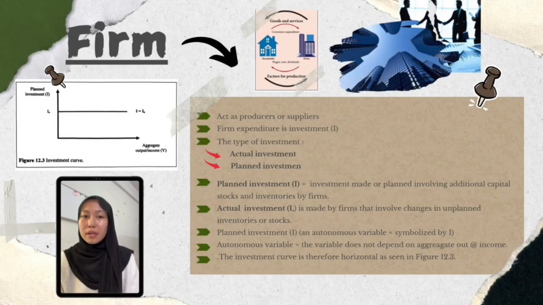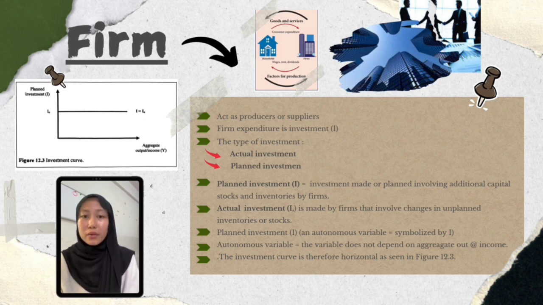Now we move to firm. In a two-sector economy, firm acts as purchaser or supplier. Their expenditure is primarily in the form of investment. Investment in turn can be broken down into two types, which are actual investment and planned investment. Planned investment refers to the investment made or planned involving additional capital, stock, and inventory by firm. Actual investment is made by firm and involves change in planned inventory and stock. In this discussion, we should focus on planned investment.